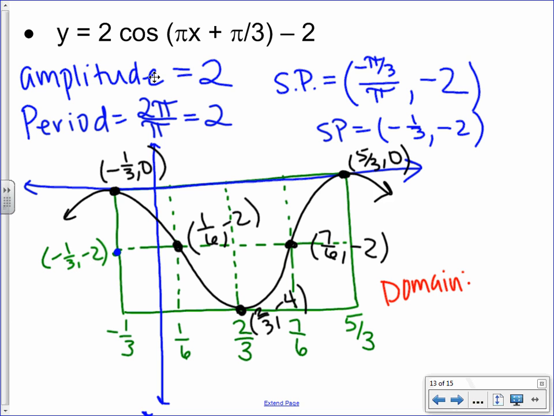The pattern continues over and over in both directions. Our domain is all real numbers for any cosine curve or sine curve for that matter. And our range for this particular example goes from -4 to 0.